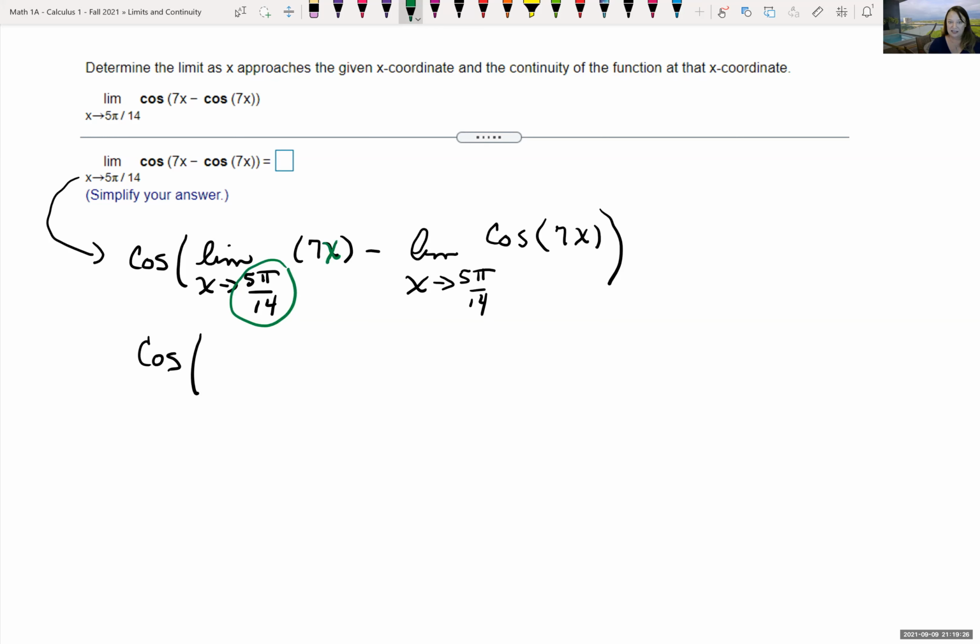Notice our 7 in our numerator is going to reduce with our denominator. So 7 goes into 14 twice. So we can rewrite this as 5 pi over 2. Minus, and so now we're going to look at the limit as x approaches 5 pi 14ths of this piece. So this is cosine. Again, 7 times 5 pi 14ths, 7 goes into the denominator. So this is really cosine of 5 pi halves.